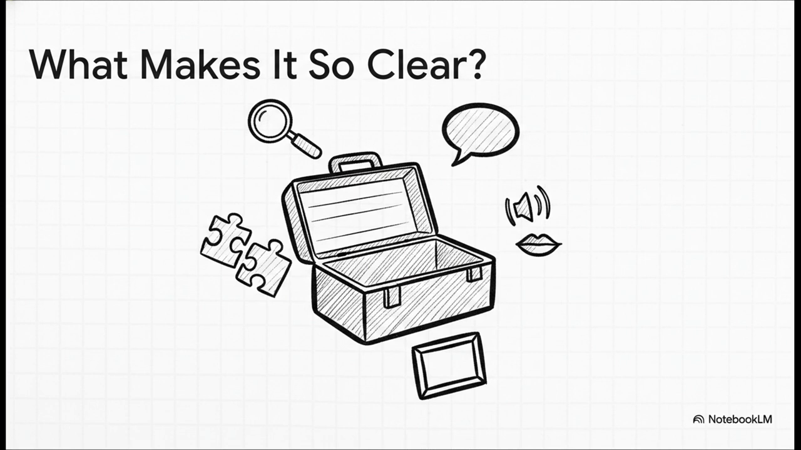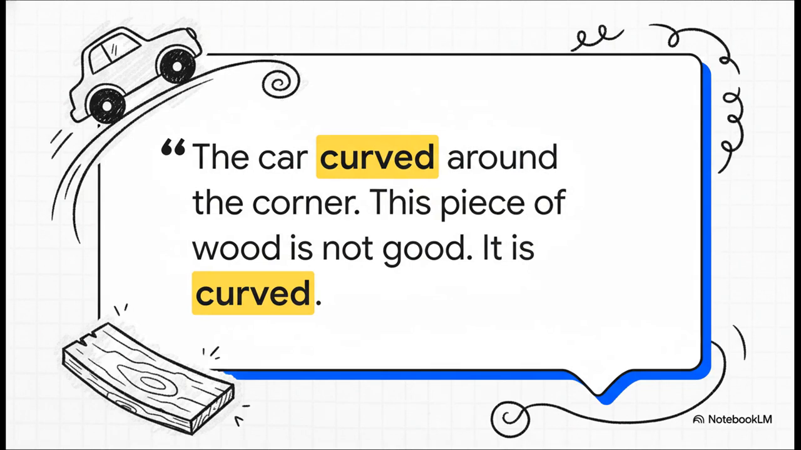Well, it's not just the definition. The Wiktionary page gives us the whole toolkit for understanding. It's got the word as a noun and a verb. It has clear example sentences, a simple pronunciation guide, and even pictures for visual context. It's the whole shebang. And just take the verb form, for example. The car curved around the corner. You can picture that immediately. Or how about, this piece of wood is not good, it is curved. It's just a simple, everyday situation that locks that meaning right in your brain.